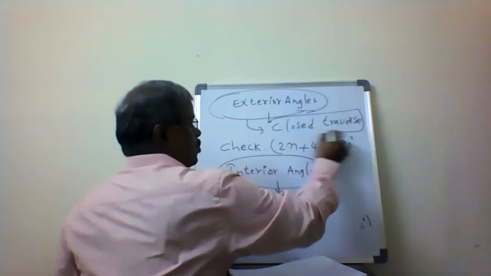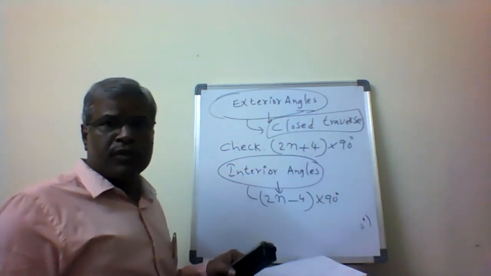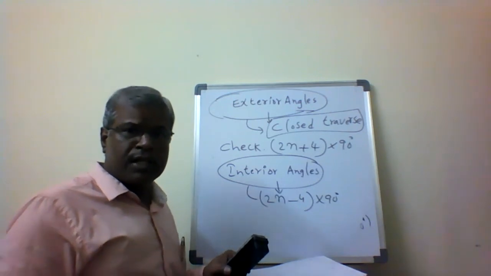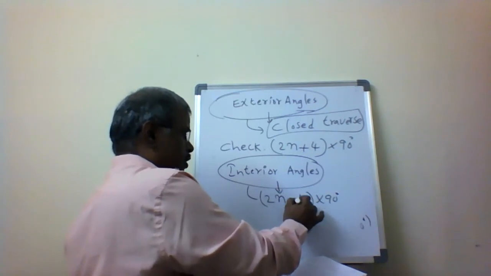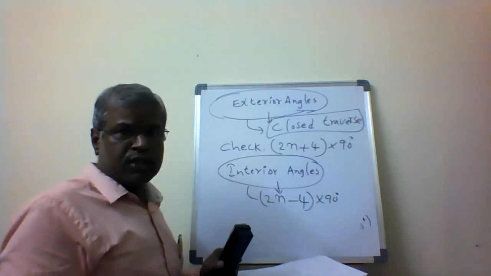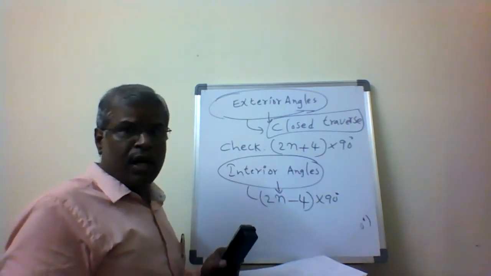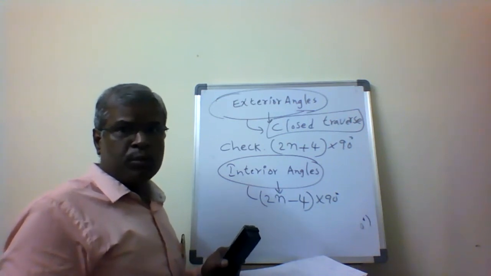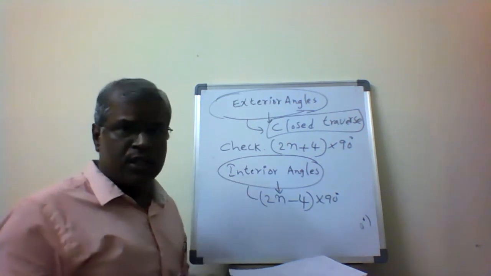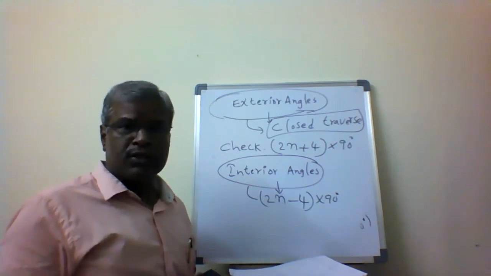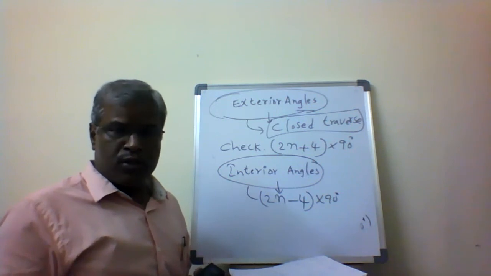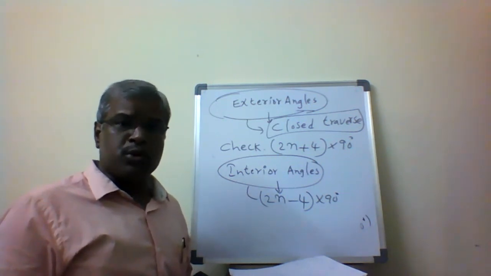For the exterior angles of a closed traverse, I am taking a closed traverse and measuring the exterior angles and interior angles. If it is interior angles, I can check it with 2n minus 4 right angles for interior or include angles, and for exterior angles, 2n plus 4 right angles. We can check it. N is called the number of sides of a traverse. If it is 4 or 5 or 6, we substitute it in the n.